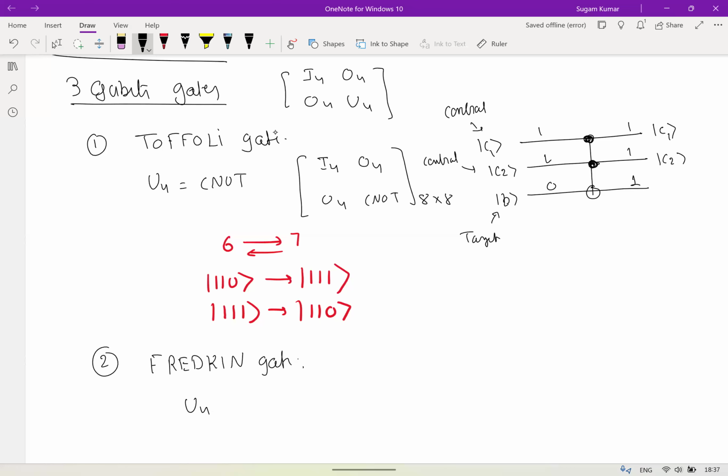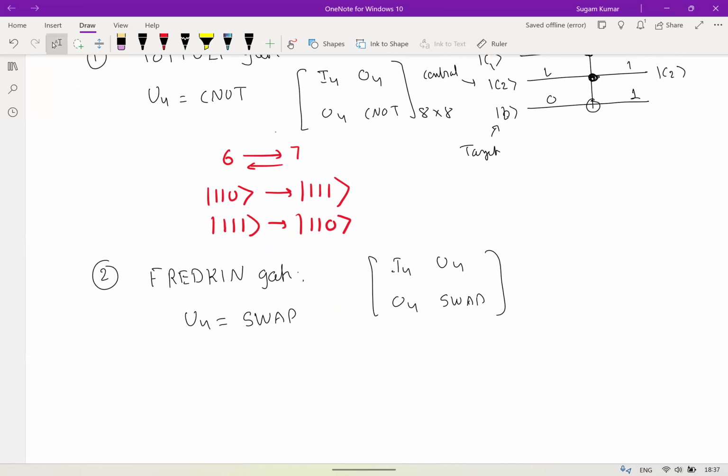Here this U4 is nothing but a swap. You can see the matrix becomes I4, O4, O4, and a swap matrix comes out. In this circuit diagram, one is a control bit, and this is going to swap A and B. So depending upon the C value, A is going to become B and B is going to become A.